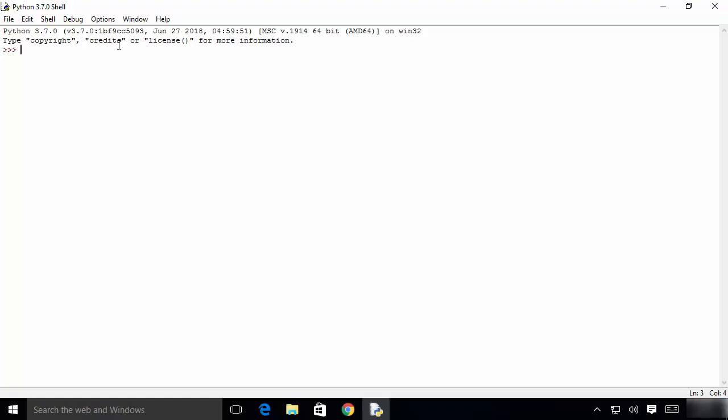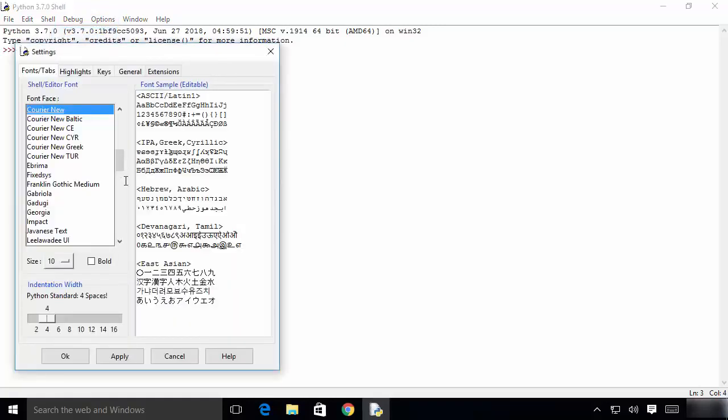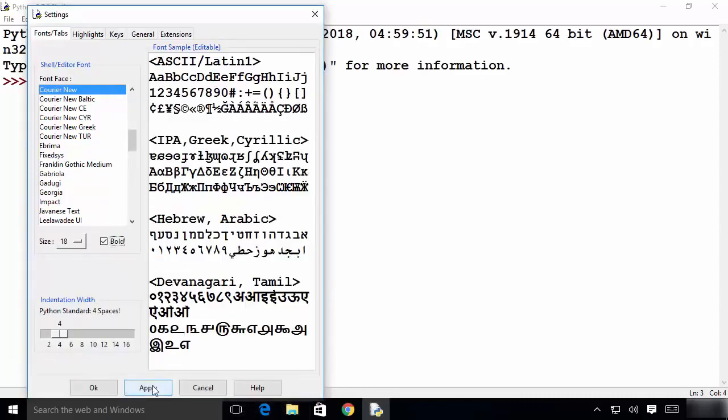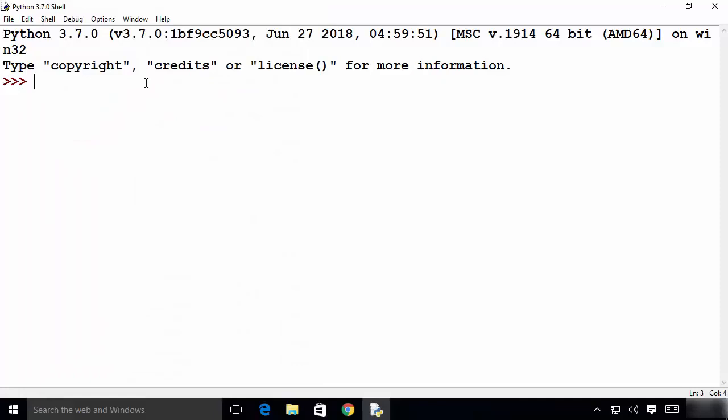The first thing I want to do here is increase the font size in the IDLE IDE because this may not be visible to some of you. You can change the font size by just changing this number. I'm going to change it to, for example, 18 and bold, so we will be able to see our fonts in a better way. So now everything is set. Let's get started with the programming.